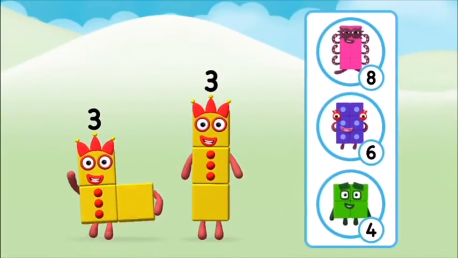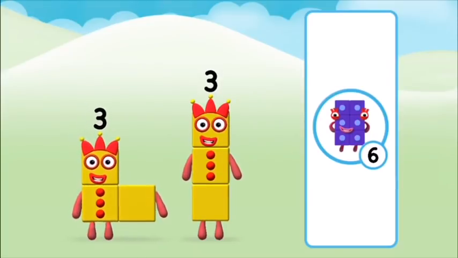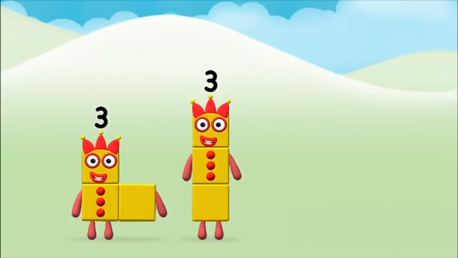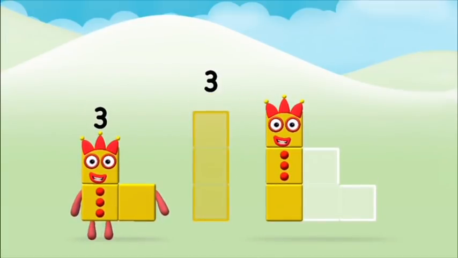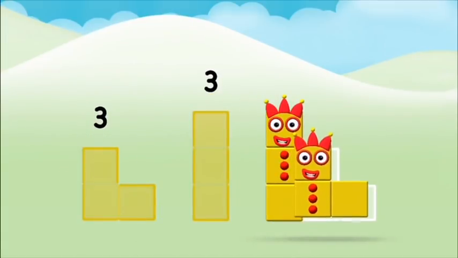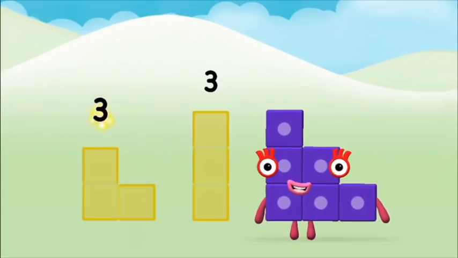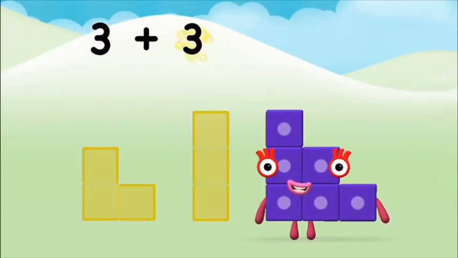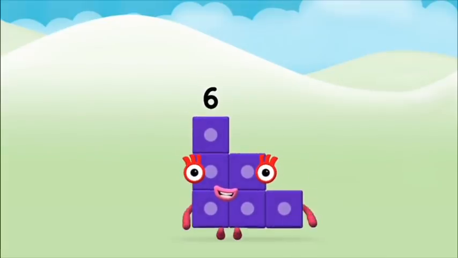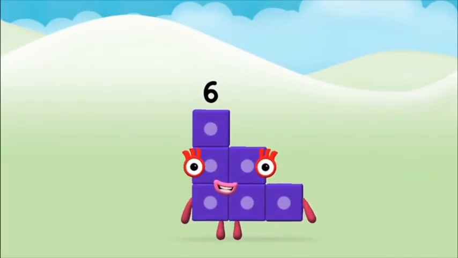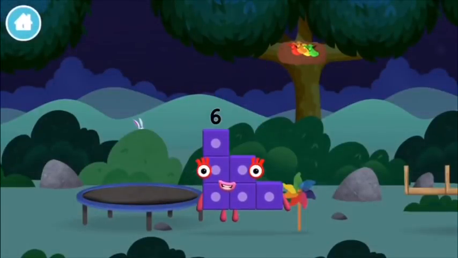Which number block do you... Correct! You chose the right answer. Now add the number blocks together. Three. Three plus three equals six. That's it! You made number block six. You made a new number block.